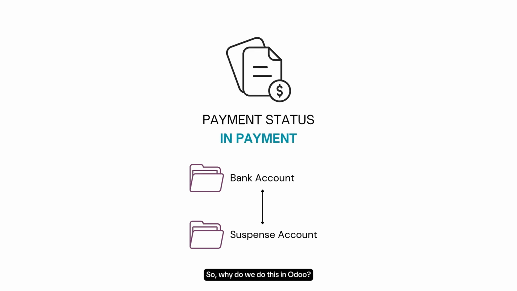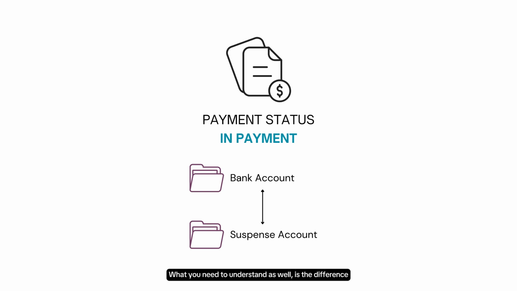So why do we do this in Odoo? It's basically to make sure that the financial reports are always updated with the actual balance of your bank account, even though you haven't reconciled anything yet. Then, when we match each transaction with their related open entry in Odoo, this counterpart will be replaced by the chosen account from the entry.